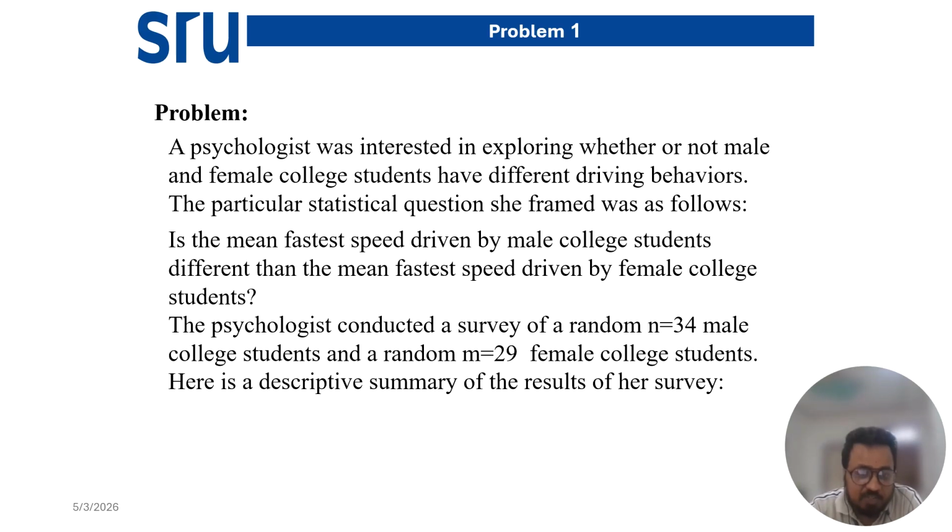Problem 1: a psychologist was interested in exploring whether or not male and female college students have different driving behavior. The particular statistical question she framed was as follows. Is the mean fastest speed driven by the male college student different than the mean fastest speed driven by the female college student? The psychologist conducted a survey of a random n = 34 male college students and a random m = 29 female college students. Here is the descriptive summary of the result of her survey.